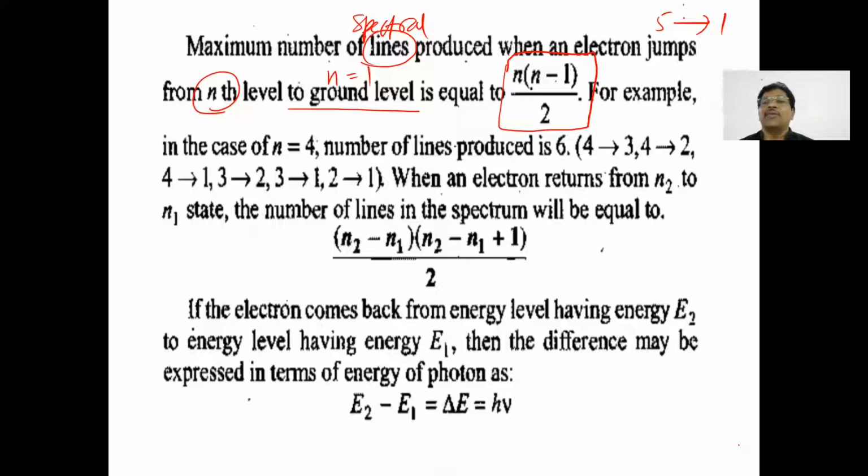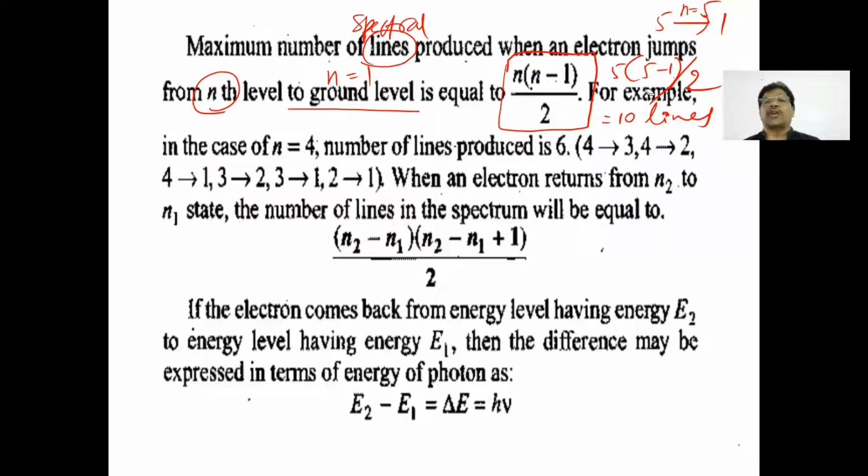So when the electron is coming from the 5th orbit, 5 of 5 minus 1 divided by 2. Here 5 minus 1 is 4. So 4 into 5, 20. 20 by 2, 10. So in this way, we get 10 spectral lines. 10 lines will be obtained if the electron jumps from the 5th orbit directly to the 1st orbit.